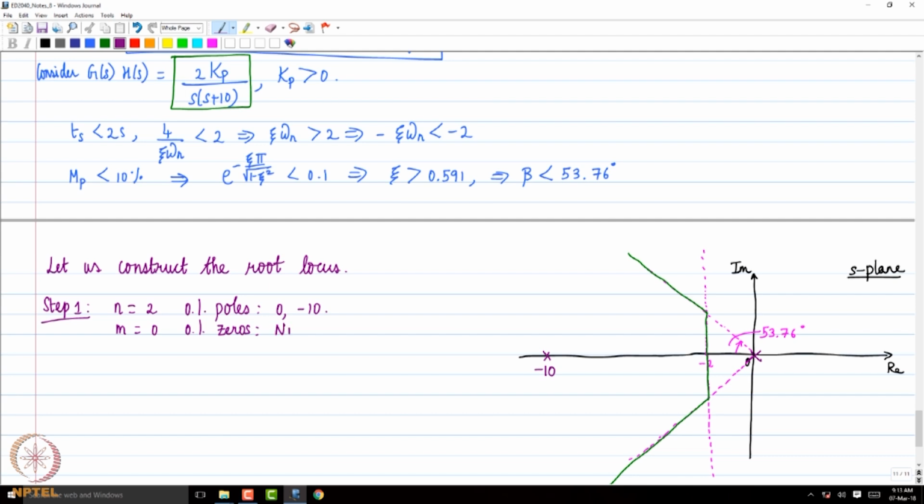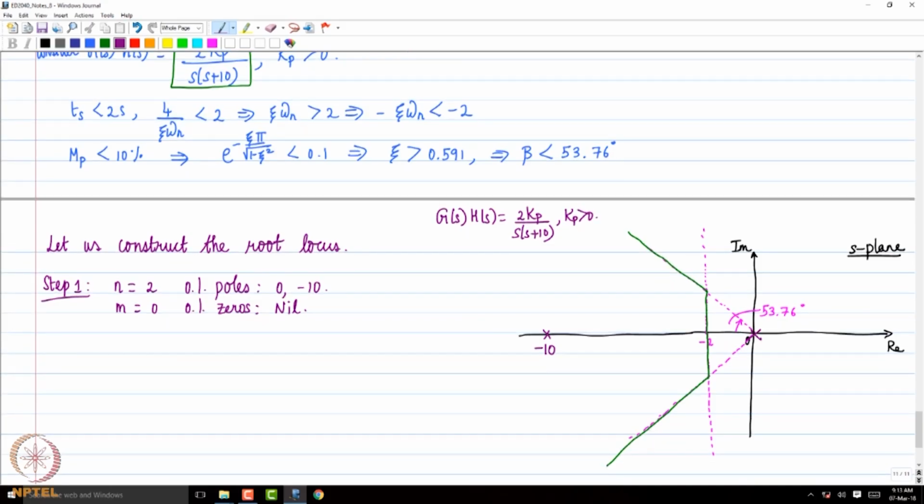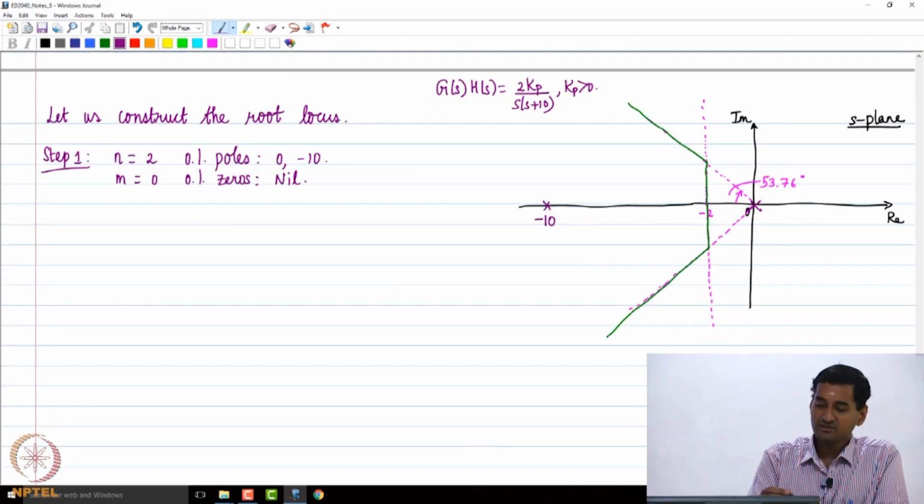Correct, so that is the first step. Please remember our open loop transfer function, let me write it here once again on top. G of s H of s is going to be 2 Kp divided by s times s plus 10. Of course, we are considering Kp to be positive, because that condition came from the closed loop stability requirement. So let us go to the next step.